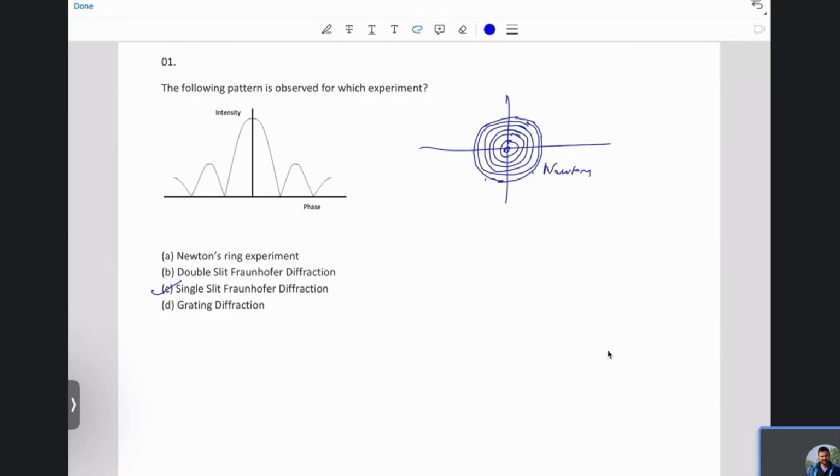Then double slit for Fraunhofer diffraction. How does that look like? So at the center you have a maxima, then again maxima. I mean the maxima will all have the same intensity, right? Then single slit Fraunhofer you've seen. Then what happened with the grating?